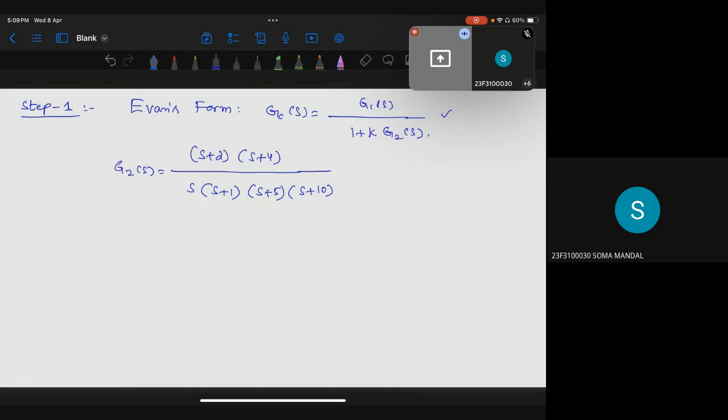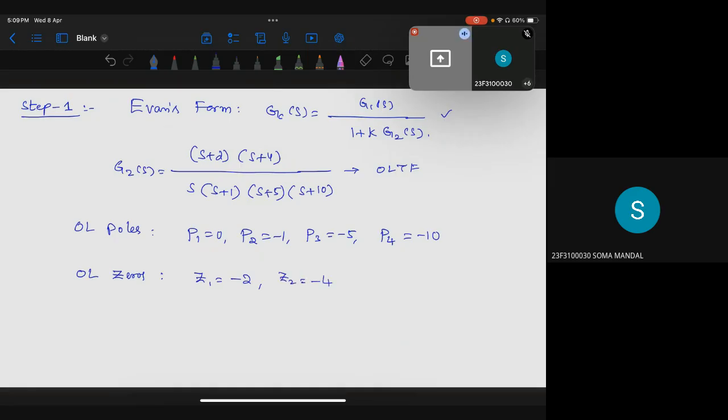Is there any doubt about this Evans form? Basically, what is this G2(s)? This is nothing but the open loop transfer function. We will draw the root locus for this open loop transfer function. What are the open loop poles here? P1 is equal to 0, P2 is equal to -1, P3 is equal to -5, P4 is equal to -10. Then the open loop zeros are Z1 equal to -2 and Z2 equal to -4.